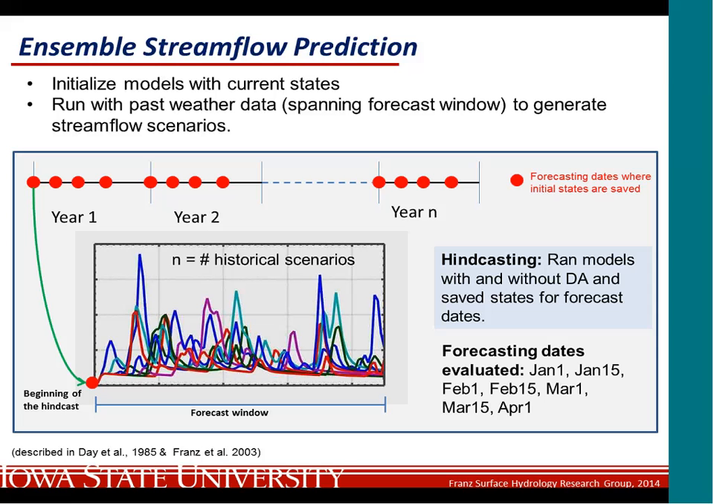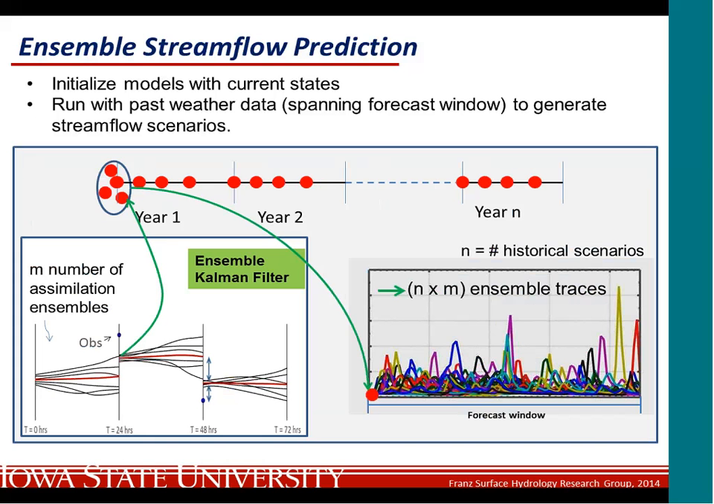And in this case, we're looking at the spring melt period. So we're doing forecast dates of basically the 1st and the 15th of every month from January to April, to try to capture that snow season. When we're generating these hindcasts for regular ensemble streamflow prediction without the DA, we have one set of states from our historical run, and then we produce an ensemble that's as big as the historical record of temperature and precipitation data.